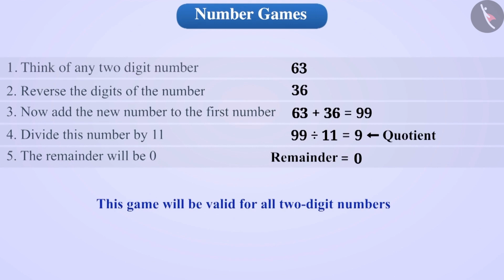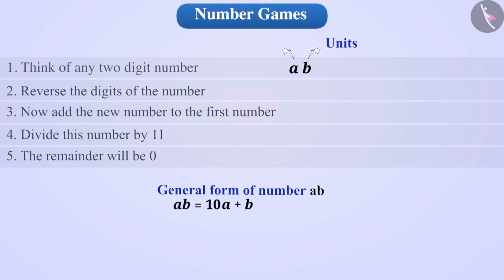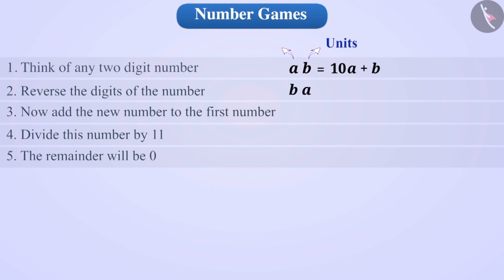Let us now understand why this happened. Suppose AB is a number in which A is the digit in the tens place and B is the digit in the units place. In the first video, we learned that we can write AB in the general form 10A plus B. When we reverse the digits, we get the number BA, in which B is the digit in the tens place and A is in the units place. We can write BA in general form as 10B plus A.